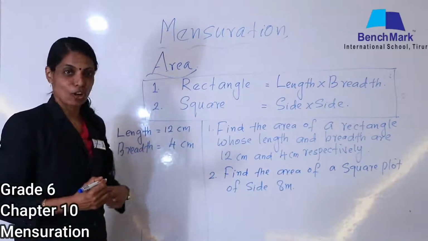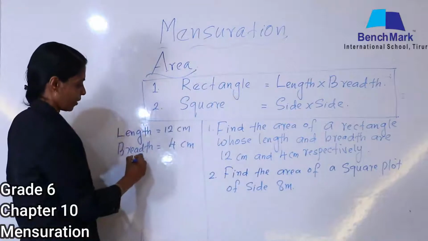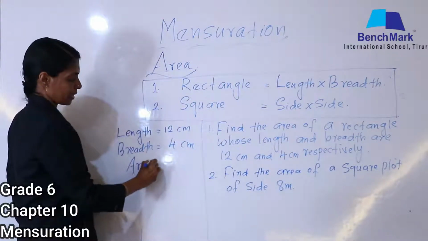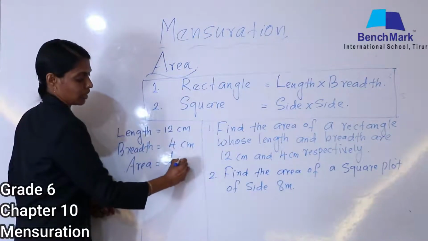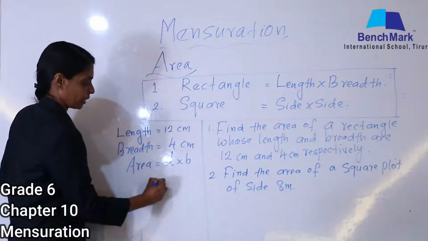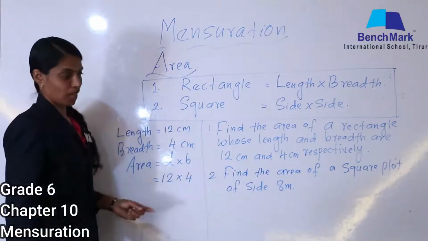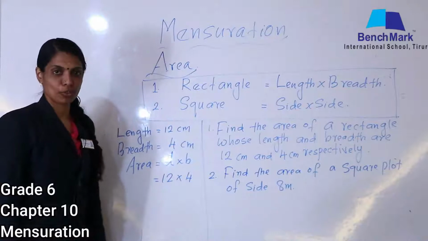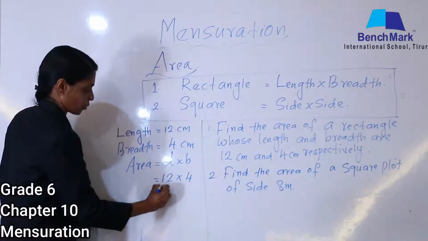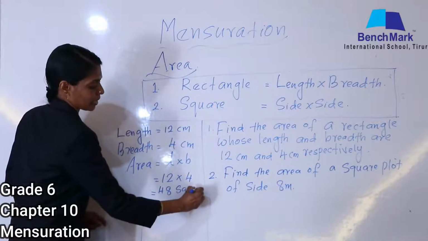Now let's recall the formula to find the area of a rectangle, that you can write there. Area is equal to length multiplied with breadth. Let's give the values for length, that is 12 multiplied with 4. How much is 12 times 4? That is 48. So 48 square centimeter.